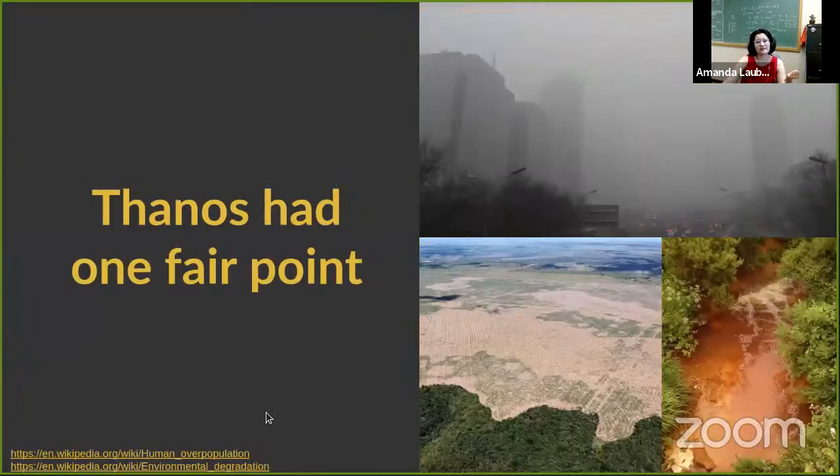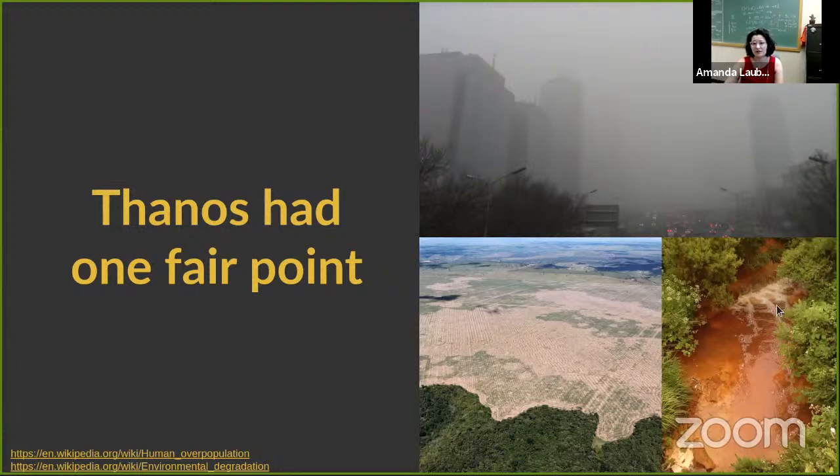And I do want to acknowledge that in his motivation, Thanos does have a fair point. I have these pictures that I just pulled from the Wikipedia pages on overpopulation and degradation. Here's some smog in the air. Here's some deforestation. And then here's some pollution in a river. And the idea that human overpopulation, or at least overconsumption and overuse of resources, is degrading our environment is a real one. You can see real environmental impacts of the choices we make.